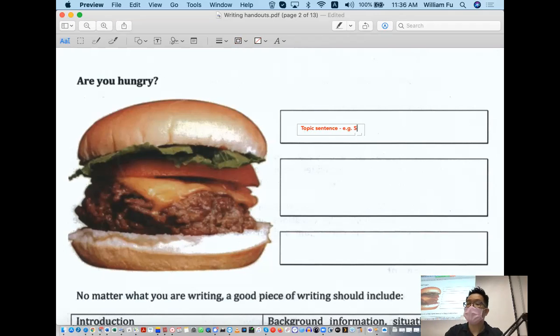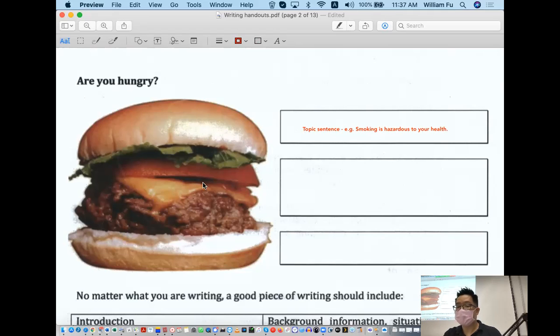For example, smoking can cause lung-related diseases, something like that. Or smoking is hazardous, or another way, smoking is hazardous to your health. Now with this topic sentence, you know what the content of the paragraph will be. All right. So this is actually the top of the burger.